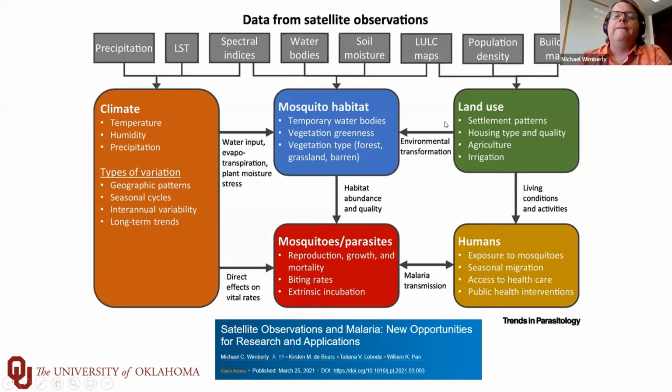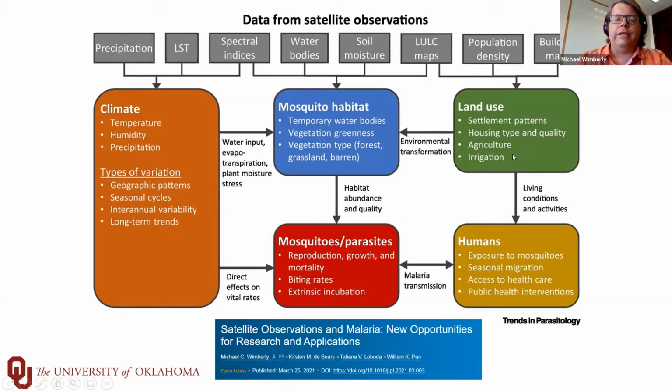One of the ones that we tend to think about a lot is mosquito habitat. We think particularly about the breeding habitat for mosquitoes, so temporary water bodies, potentially also the vegetation that serves as a resting habitat for some mosquitoes. So we can have these habitat effects.